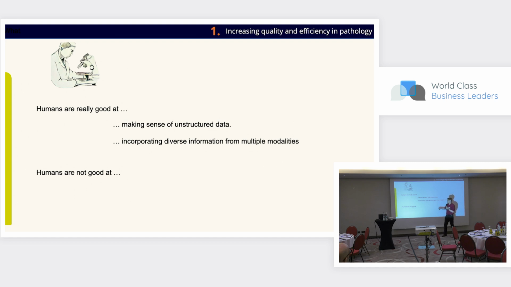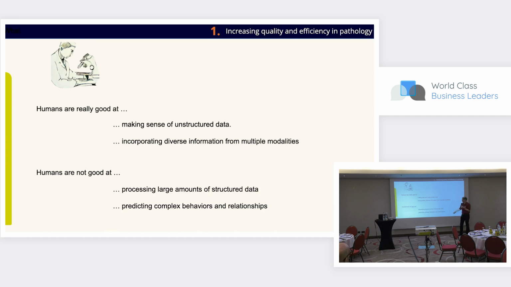What we as humans are not good at, and I will really say humans are not good at, that doesn't mean that pathologists in general are worse or better in any way, is processing large amounts of structured data. And to anyone who claims that we are, so why do we do statistics then, right? This is the perfect example of that. Also, we're not really good at predicting complex behaviors and relationships. This is also what we're not good at, else we wouldn't want to look at the weather forecast.